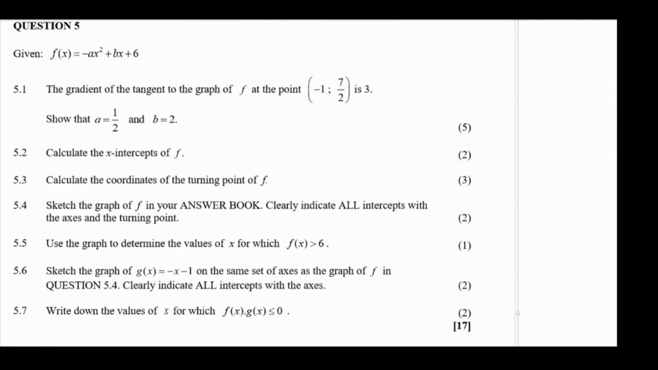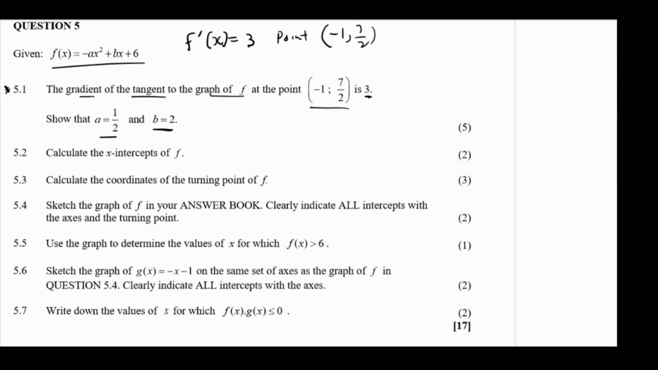Okay, now we're on question 5. We are given this equation here of a parabola, and in 5.1 we are asked to find the gradient of the tangent of the parabola at this point. The gradient of the tangent at this point is actually 3, so we are asked to find the value of a and b. So we are given the gradient, meaning the gradient is f prime of x, so it's equal to 3. We are also given a point which is minus 1 and 7 over 2, and we're asked to find the value of a and b.